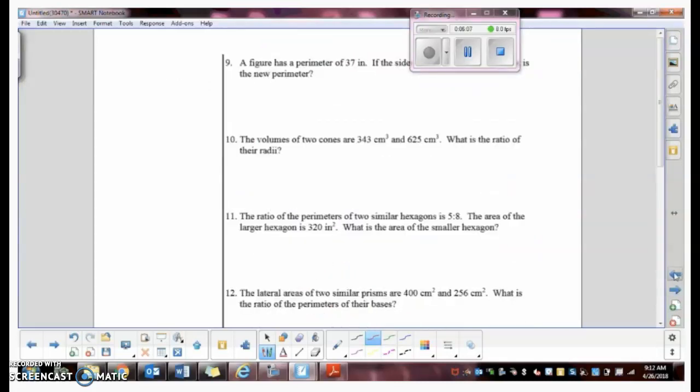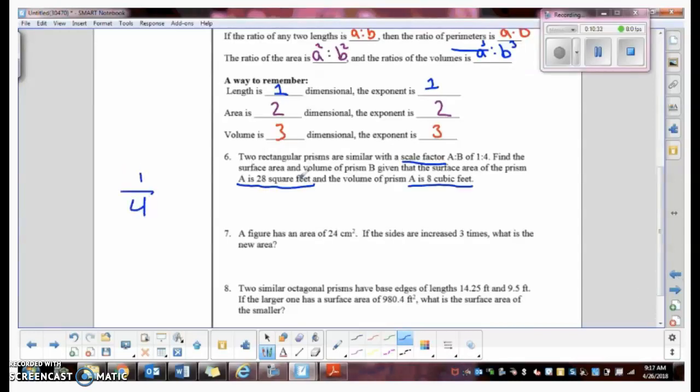Take a look at an example problem. For this one, two rectangular prisms are similar and they have a scale factor of 1 to 4. We want to find the surface area and volume of B, given that the surface area of A is 28 and the volume is 8. When we're comparing the surface area, it's 1 squared over 4 squared equals 28 over B, because remember, we always square the scale factor. So 1 over 16 equals 28 over B.